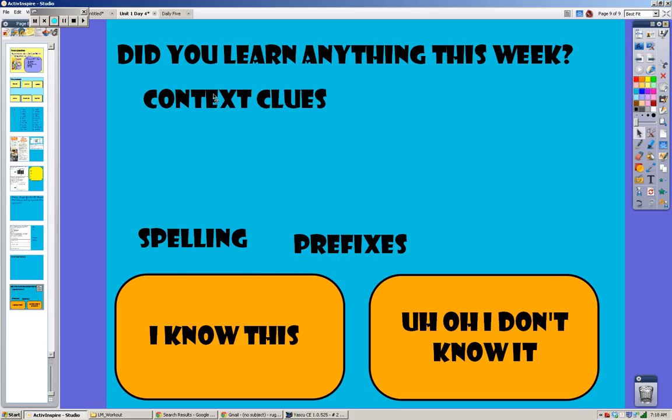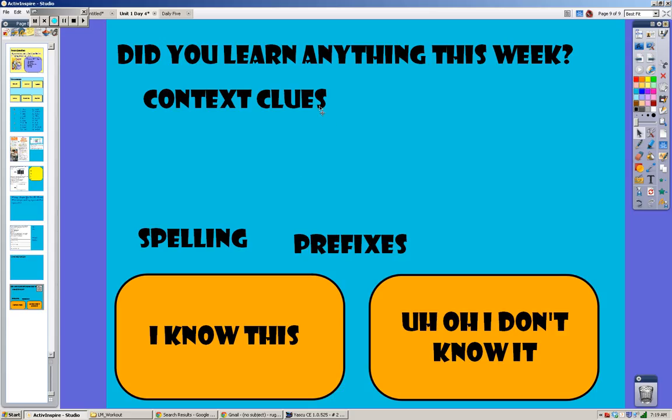Context clues. A context clue is when you read a sentence and you may run into a word that you don't know. Yesterday we looked at a sentence that had the word novice in it, and not very many students knew what novice was. But the sentence said, Tim is very new to swimming. He is a novice. So from the context clues you learned, okay, he's new at swimming, so novice means that you're new at something, that you're not very experienced at it yet.